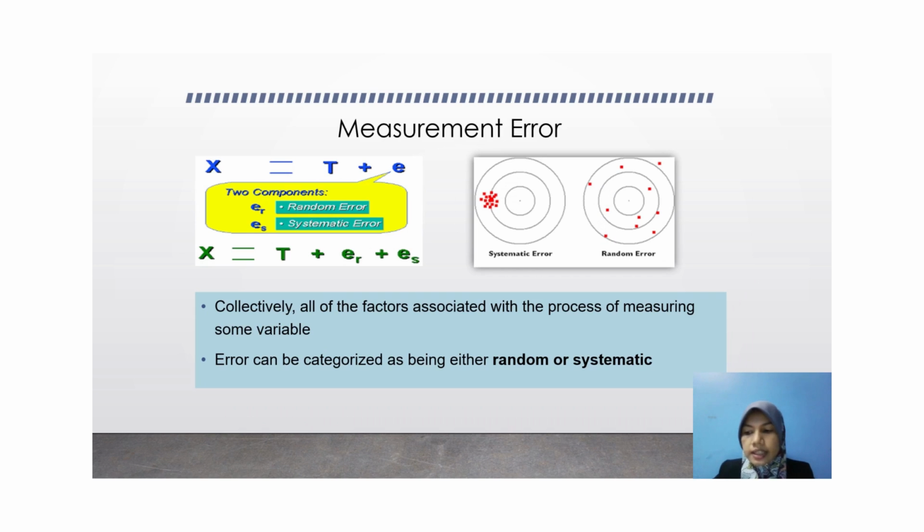Okay, next is measurement error. Measurement error refers collectively to all of the factors associated with the process of measuring some variable, other than the variable being measured. Error can be categorized as being either random or systematic.